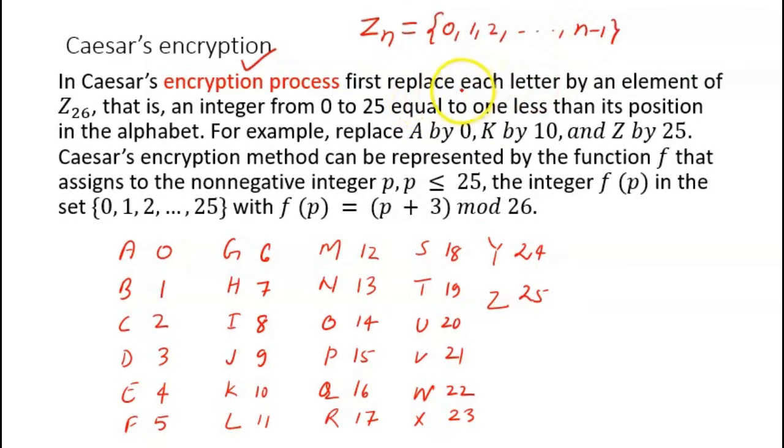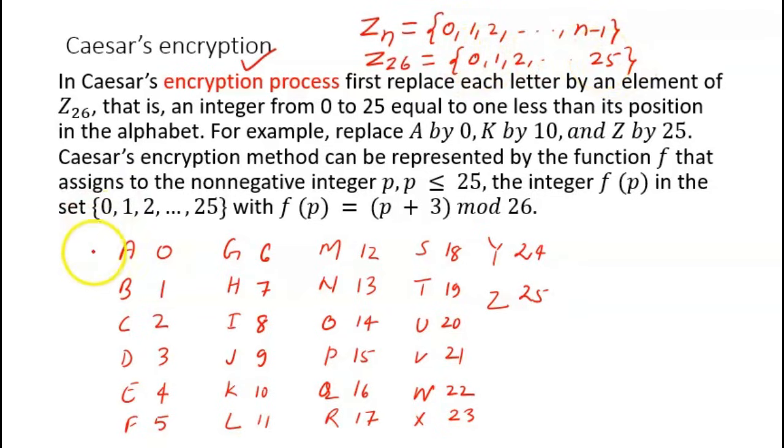As we know, in the English language there are 26 alphabets. So if I write Z26, what will it be? It will be a set which contains all the integers from 0 to 25. I repeat my argument: since there are 26 alphabets in the English language, I can use a corresponding set, that is Z26, which contains the numbers from 0 to 25.